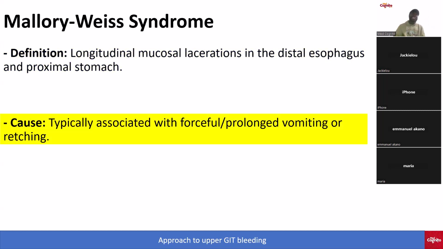Now, typically, it is associated with forceful, prolonged vomiting. And the reason why it's associated with that, and Dr. Margaret, you just wrote something in the comment section, bulimia, is because at times some of these patients, after they have a heavy meal, then force themselves to vomit, right? That's why they can develop that Mallory Weiss there.